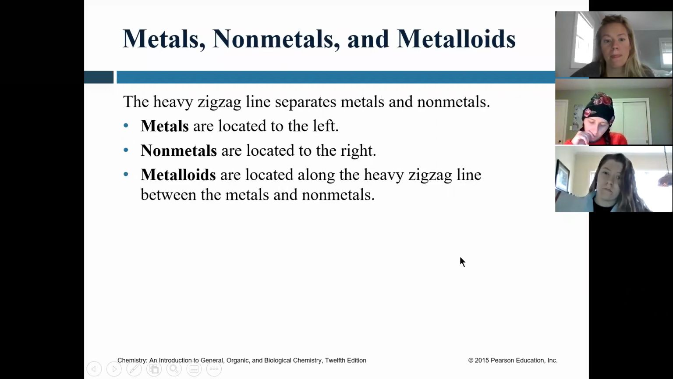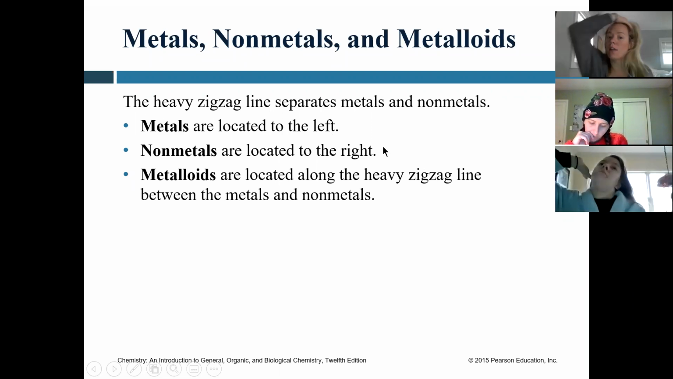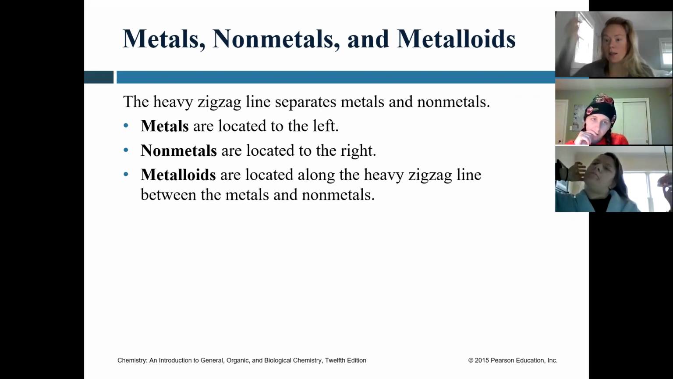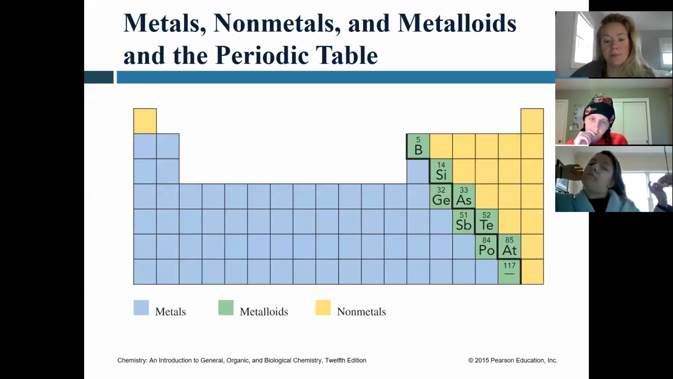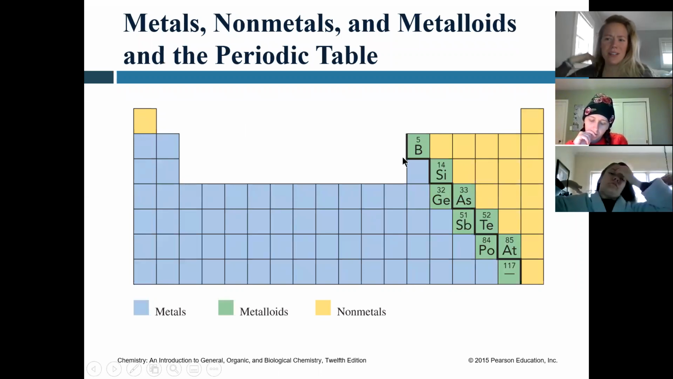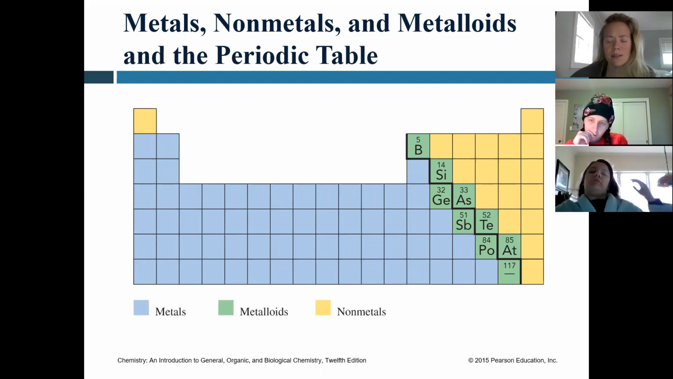Not too bad. All right, so we already talked about this. Metals are located to the left of the periodic chart. Non-metals are to the right. Metalloids are along our zigzag line. There's our metalloids, everything but aluminum. Aluminum, just in your mind, that's definitely a metal.